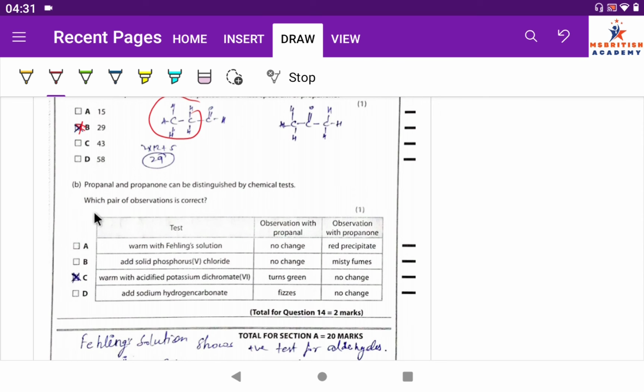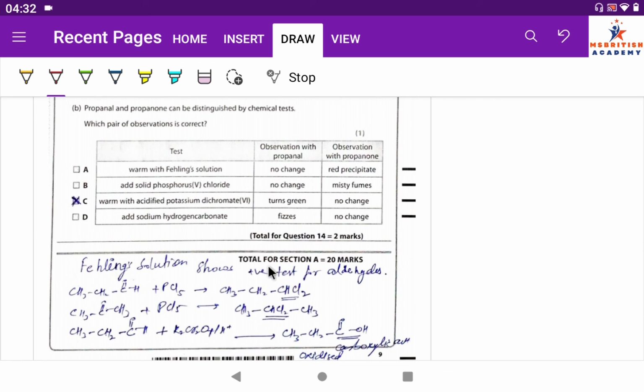Now question number B. Propanol and propanone can be distinguished by a chemical test. Which pair of observations is correct? Which one is the correct one? Fehling's solution shows a positive test for aldehydes. If it shows a positive test for aldehydes, there will be some changes, but here there are no changes. So option A is wrong.